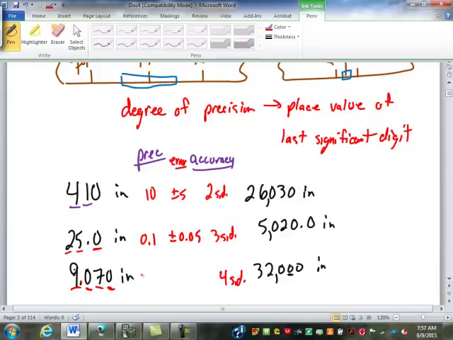The precision is thousandth, the place value of that last digit. So that's a plus or minus 5 10,000ths, 5 tenths.